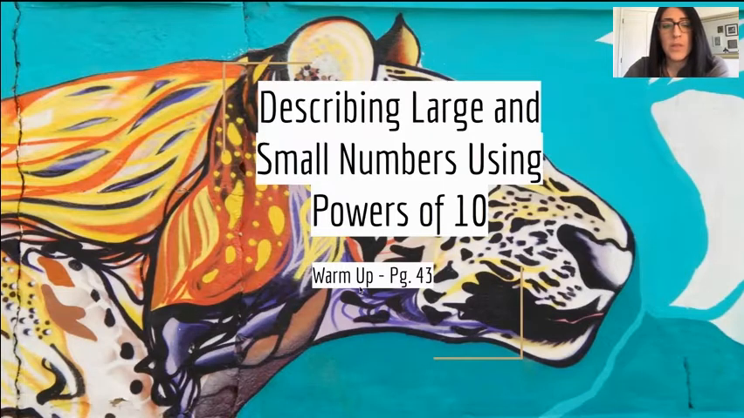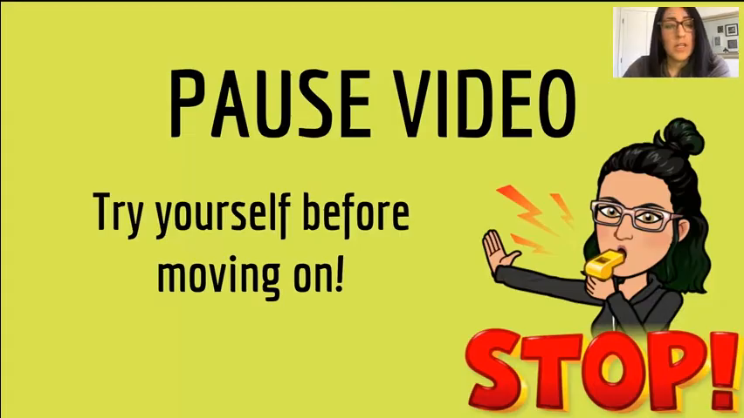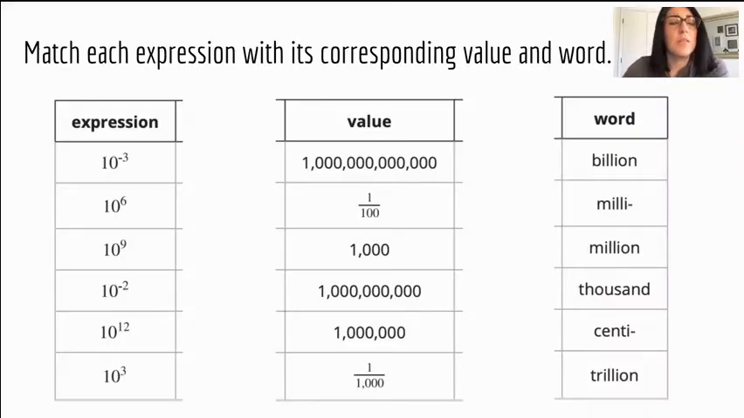In this warm-up that we start with, you're given 3 different tables: one expression table, a values table, and a word table. Your goal is to match the expression to the value and the value to the word. Pause here and take a moment to try this on your own before moving on. Now that you've had some time to match them, let's go through them together.